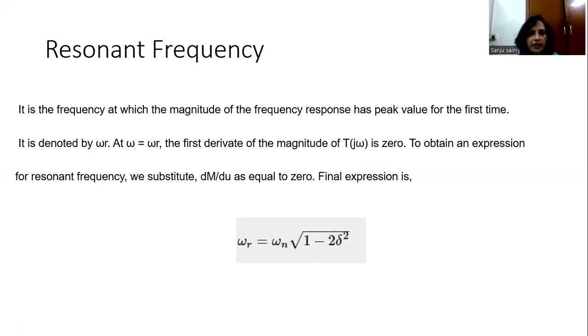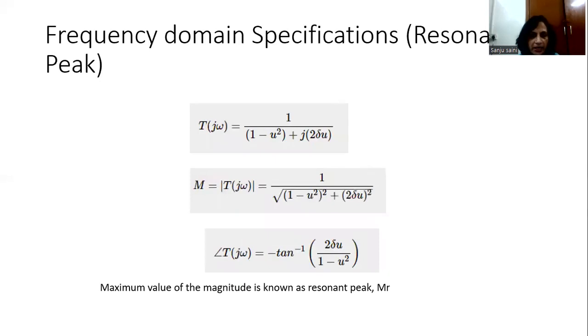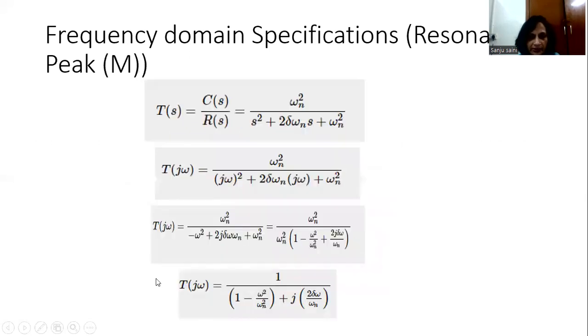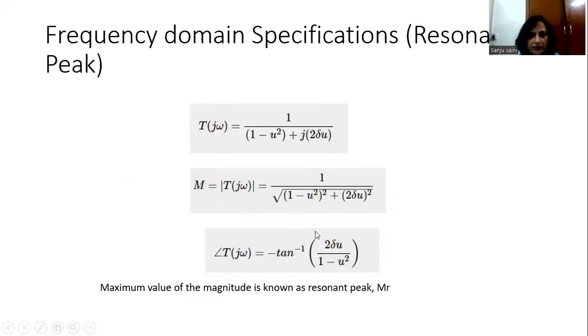Now, how do we get the maxima? Maxima is obtained when the first derivative of magnitude becomes equal to 0. So, to obtain an expression for the resonant frequency, we take dM/du. This is M. We take its derivative with respect to u. u is equal to ω divided by ωn, which we have taken earlier. So ωn is fixed. We just vary ω, and corresponding to that the magnitude will be changing.